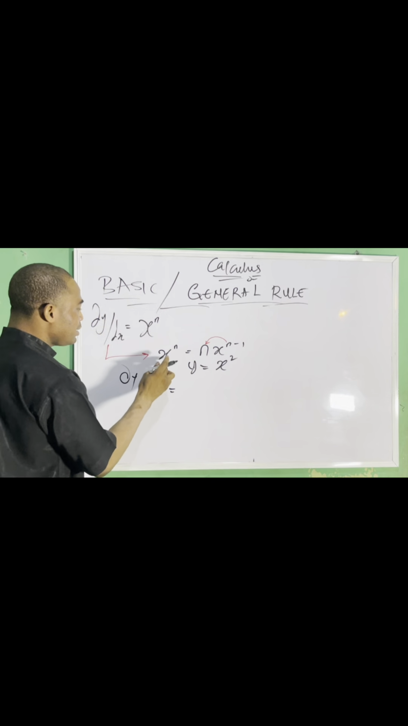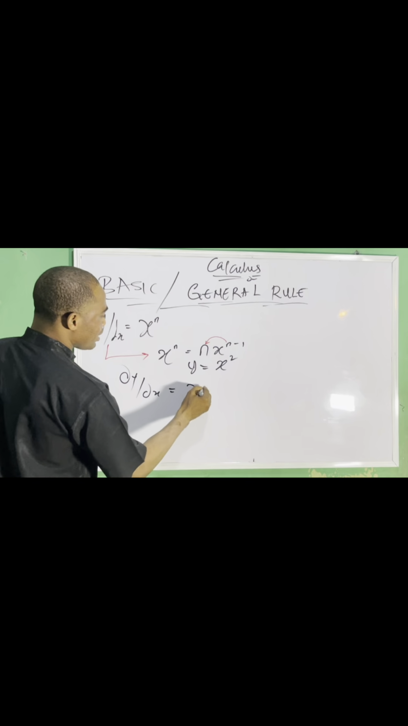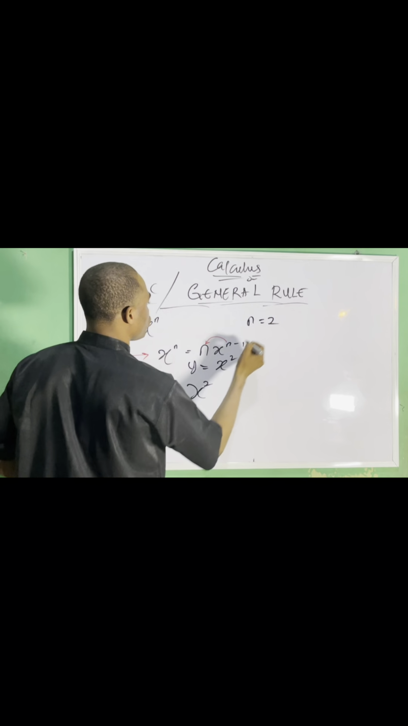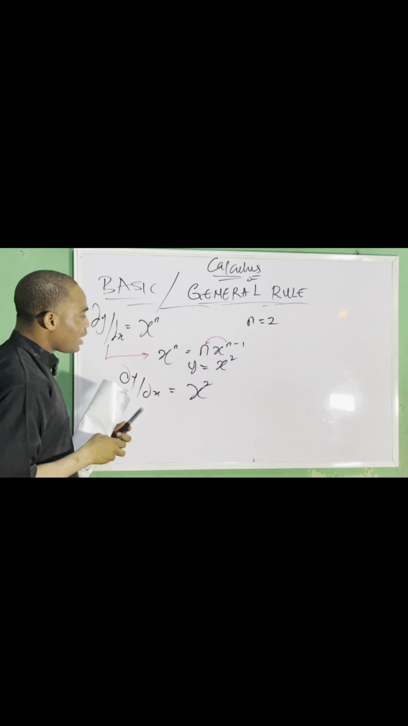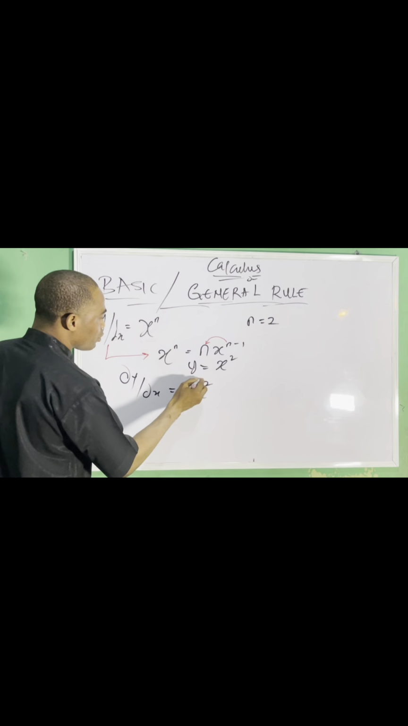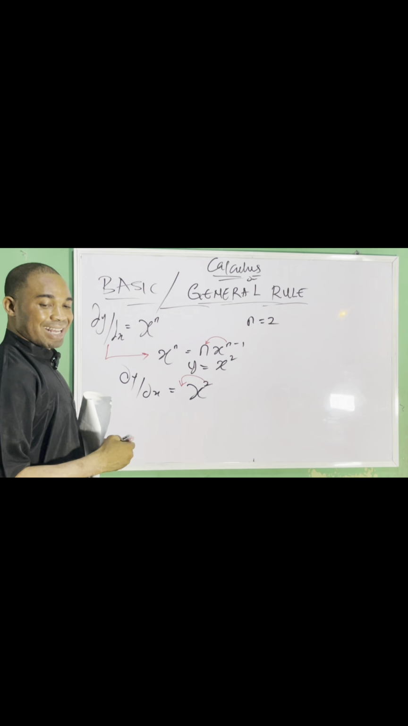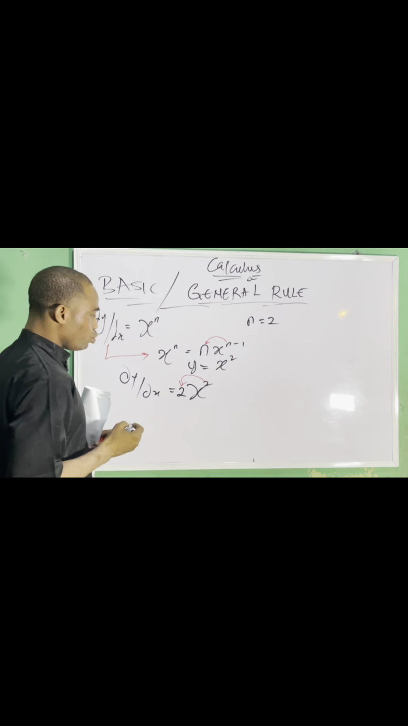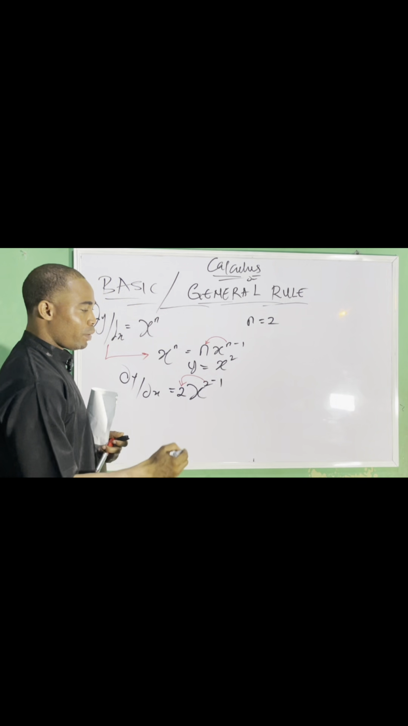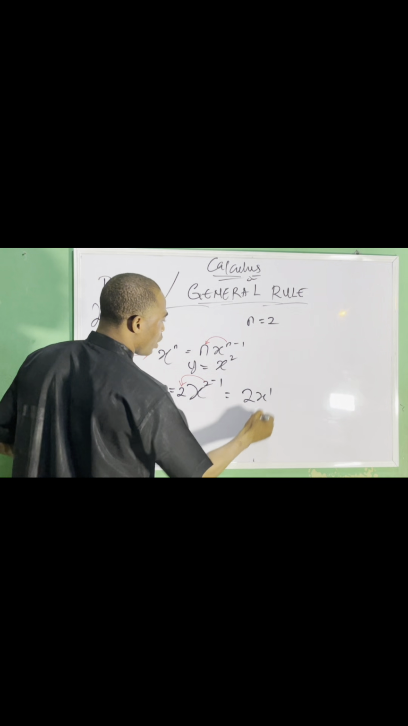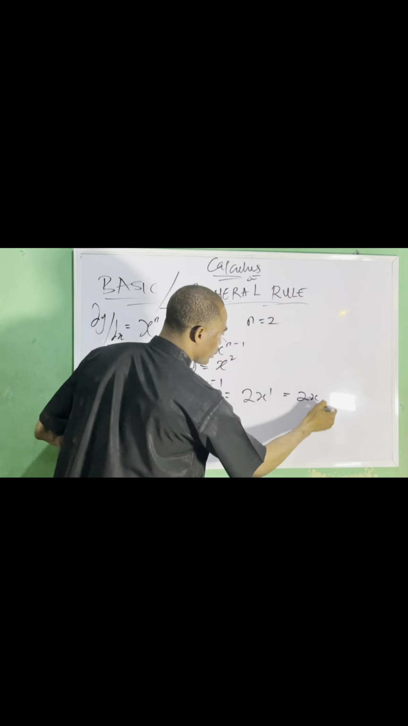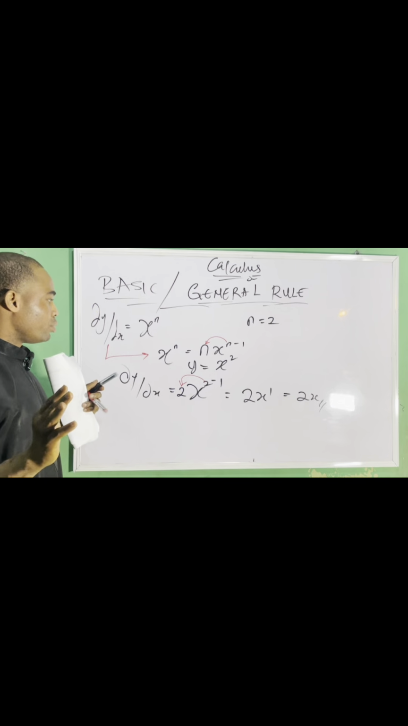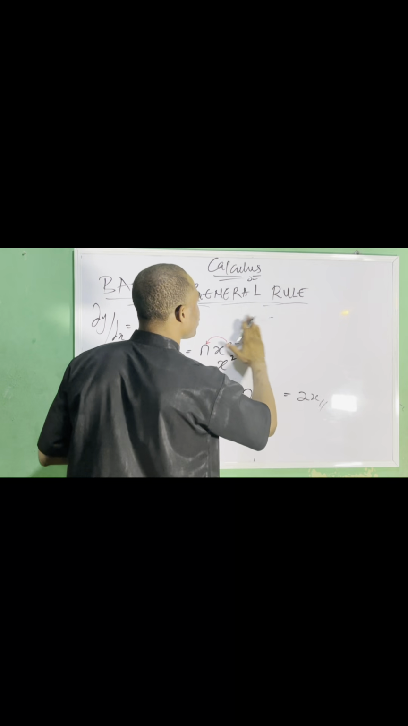Then by applying the general rule, x raised to power 2, here this 2 is known as our n, n equals 2, because that's the power. Then apply the general rule, which says that you have to take the power to the front. That's the first thing you do in the general rule. So taking the power to the front, I'm going to have 2. Then you subtract 1 from your power. By doing so, I'll have 2x raised to power 1, which is going to give me 2x. Can you see how simple the general rule is? Very simple, it's not stressful.